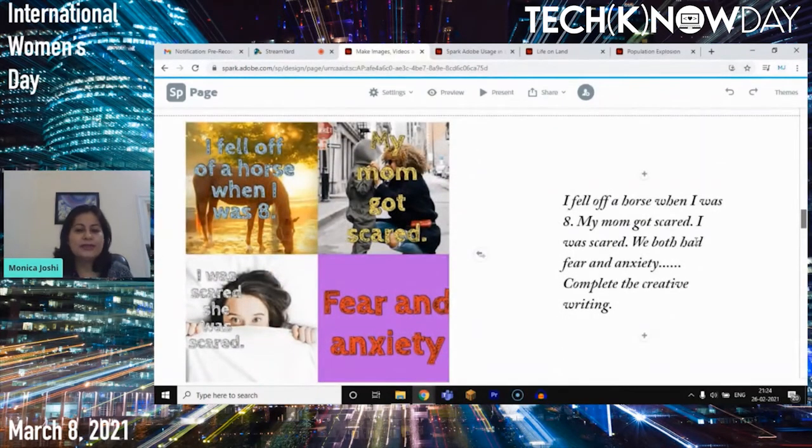On the right side, I have written a simple text: I fell off a horse when I was 8 and my mom got scared. I was scared. We both had fear and anxiety. And then I'm giving this creative writing to the student. Okay, completed. But on the left side, I've just taken Adobe Spark Post and created a visual poster. And the same thing I've written in the form of a poster and given this poster to the student. Okay, now just given this prompt, go and create a story writing, creative writing.